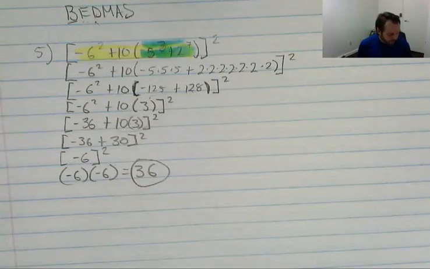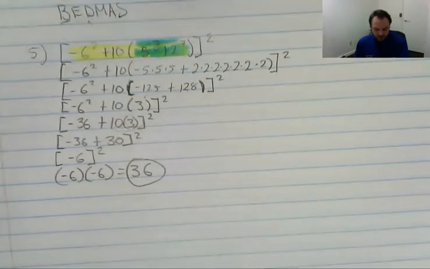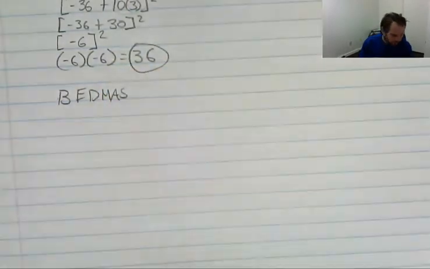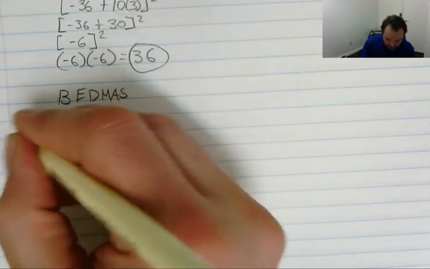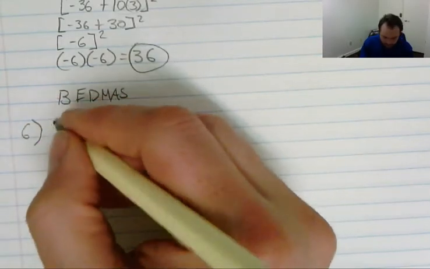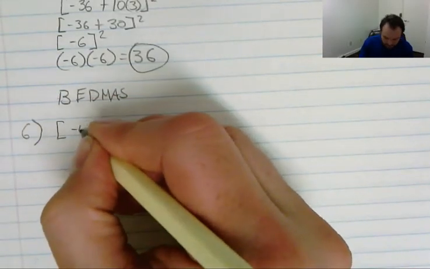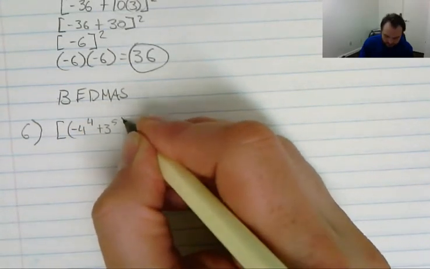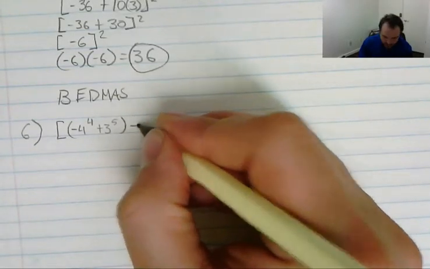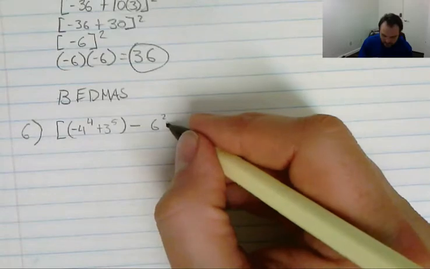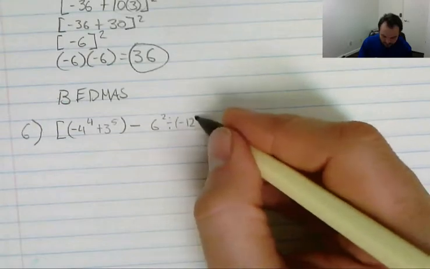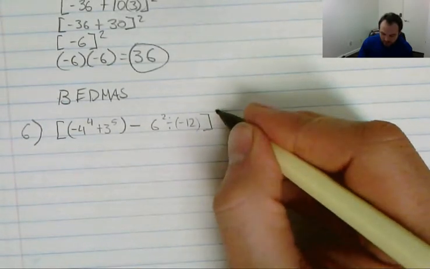Okay? Now let's look at our very last question. Our very last question is this here. So I'm going to write out BEDMAS again, so we know what to follow. And my very last question is going to be number 6. We're going to have a big parentheses. Then it's going to be -4 to the power of 4 plus 3 to the 5. Okay? And I'm going to subtract 6 squared divided by -12. And that's going to be all to the power of 3.